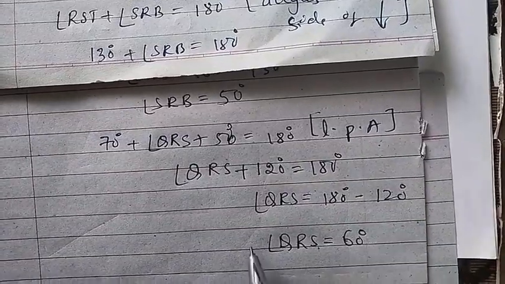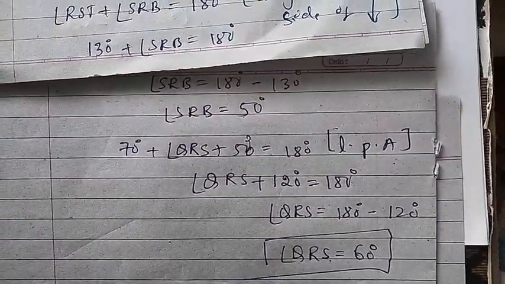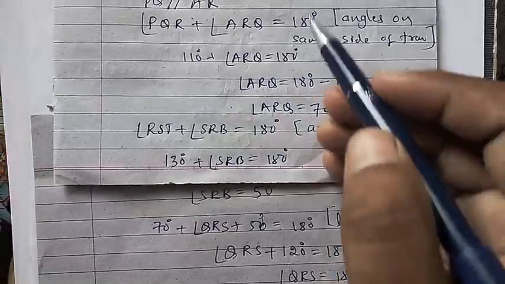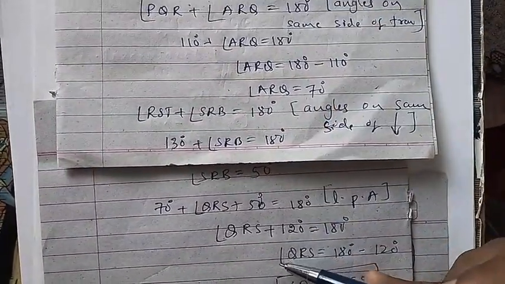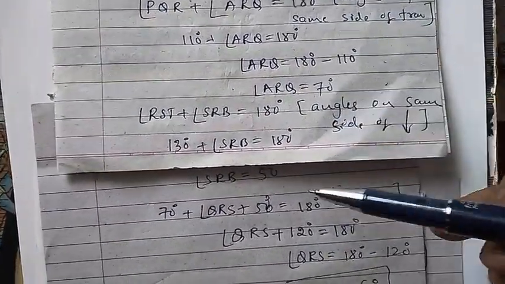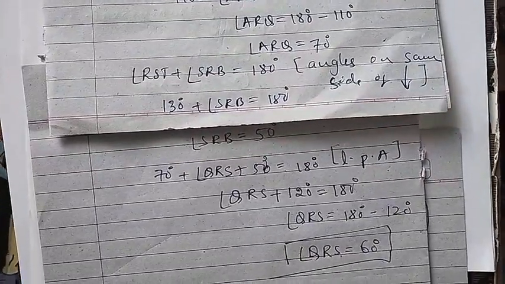This is the unknown angle. There is a very easy method, but the process is lengthy. If you know all the properties and theorems you learned in the previous class, then you can easily find it out. I hope you understood this one.